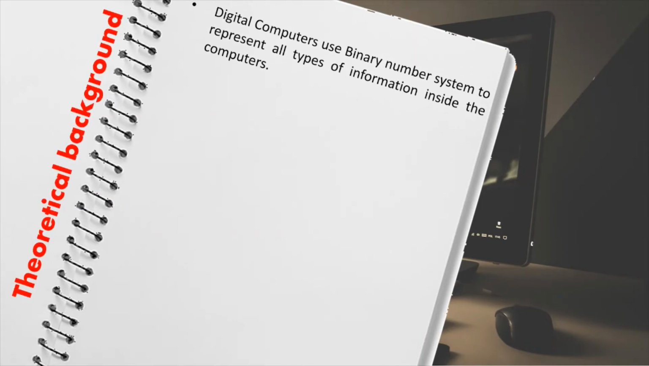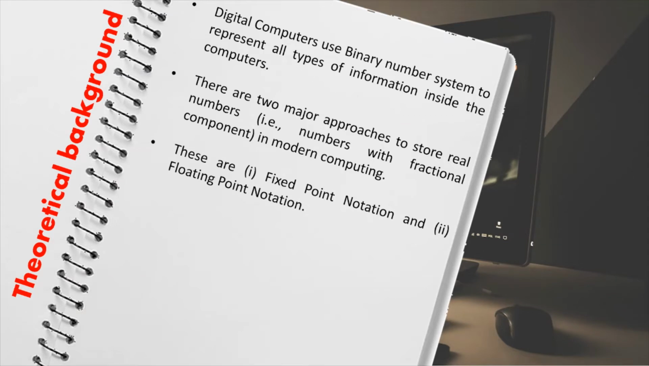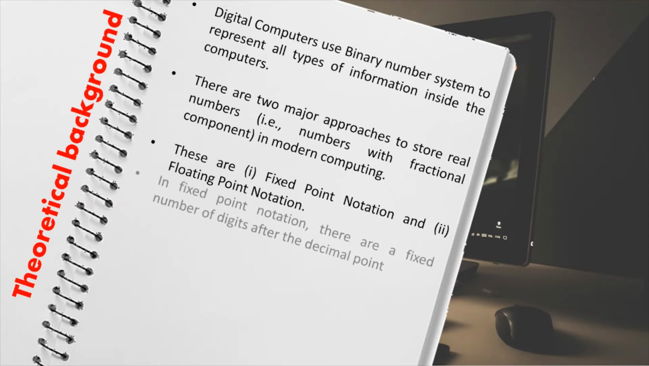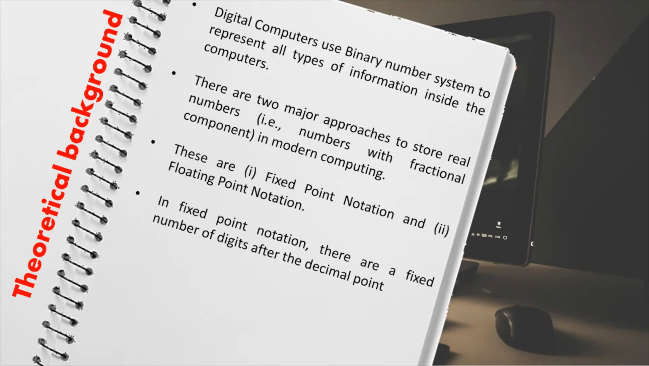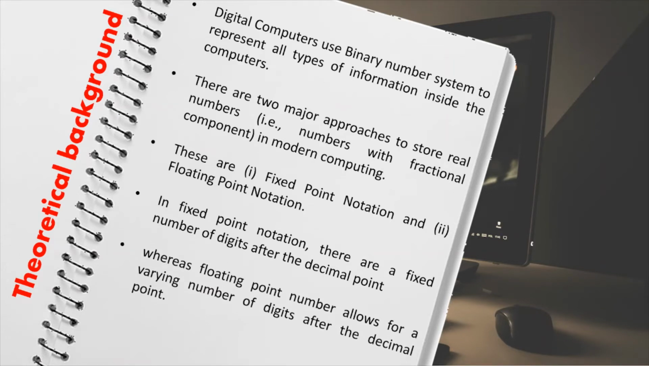Theoretical background. Digital computers use the binary number system to represent all types of information inside the computer. There are two major approaches to store real numbers, that is, numbers with a fractional component, in modern computing. The first one is fixed point notation and the second is floating point notation. In fixed point notation, there are a fixed number of digits after the decimal point, whereas floating point numbers allow for a varying number of digits after the decimal point.